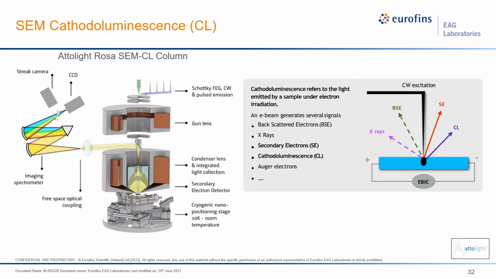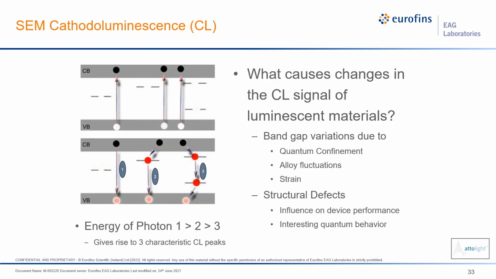So we're collecting, similarly to EELS and EDS nowadays, hyperspectral data. What causes changes in the CL signal of luminescent materials? In this case, we're looking at band gap variations due to quantum confinement, alloy fluctuations, things like doping concentration and strain. Also structural defects create changes which influence device performance, as well as potentially having some interesting quantum mechanical behaviors.